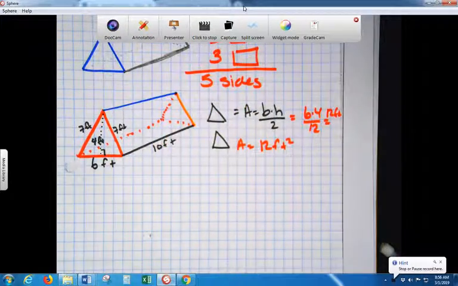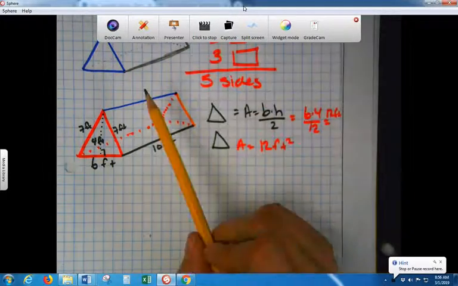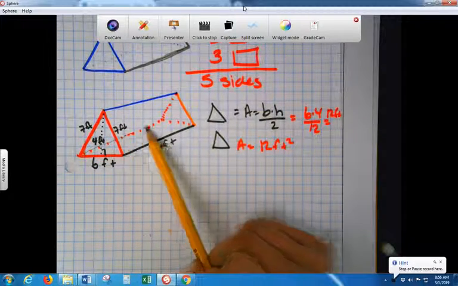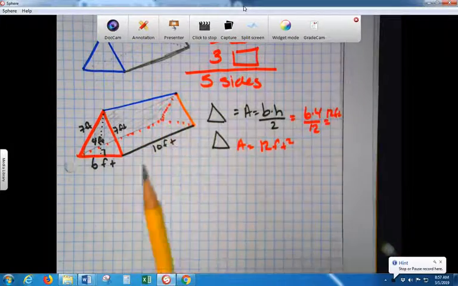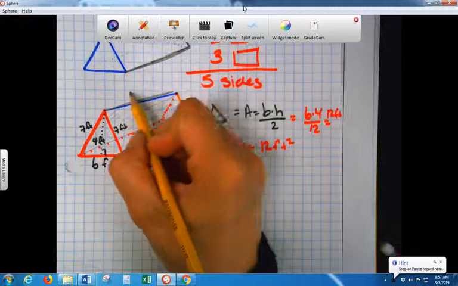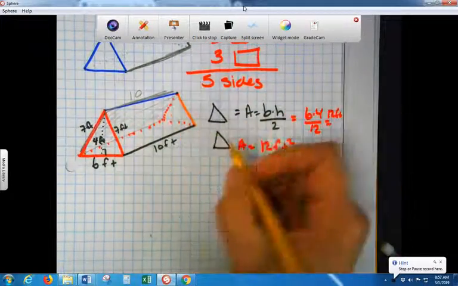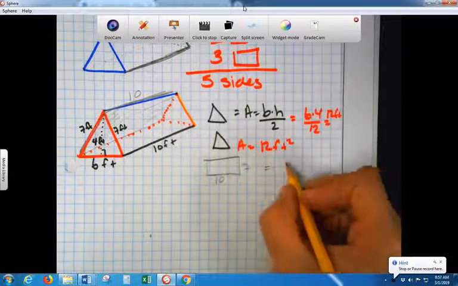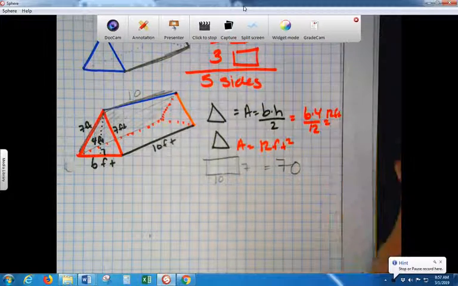So, let's look at the one in the back. This rectangle right here in the back. Do you guys see the back one? Okay. What is the measurement of the length? 10. And what's the width? 7. So one of the rectangles is 10 by 7, so therefore the area is 70. We don't divide by 2.